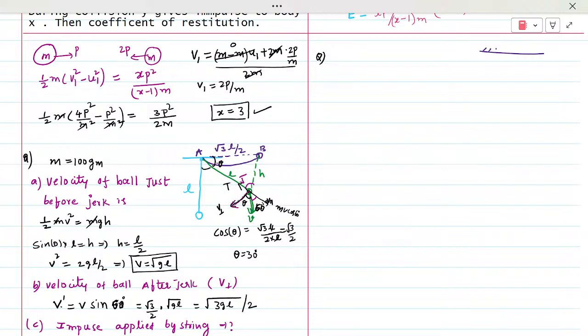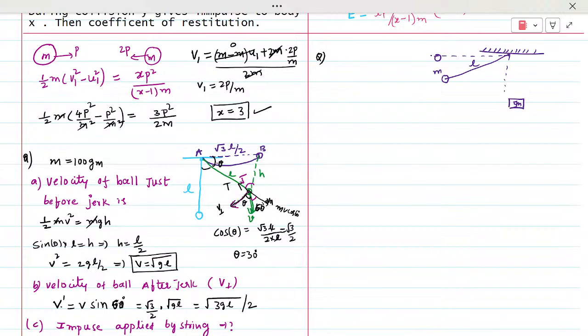So here it is a fixed support. Initially there is a bob of mass m. It is coming from the height h. Here there is a 5m mass. From this height, we drag the bob to the left and release it. So this is length L.